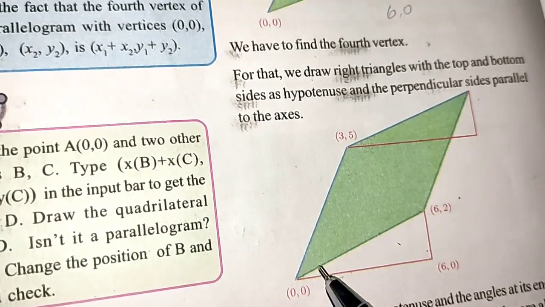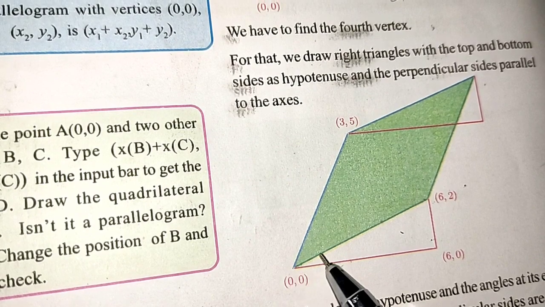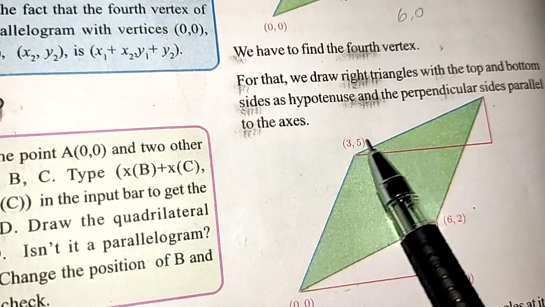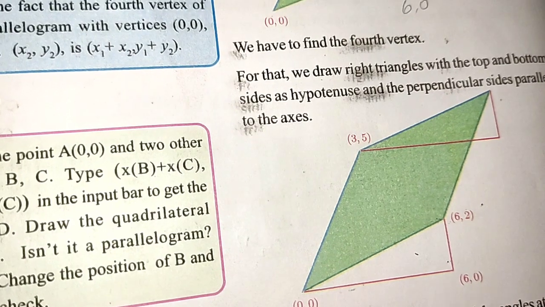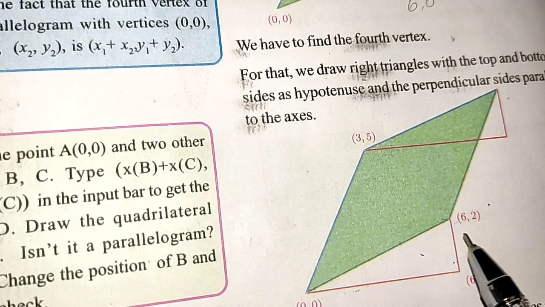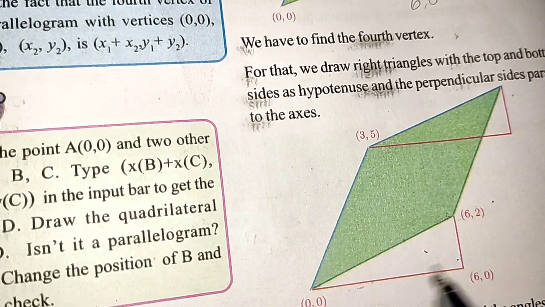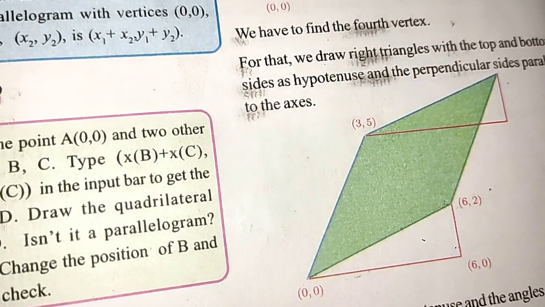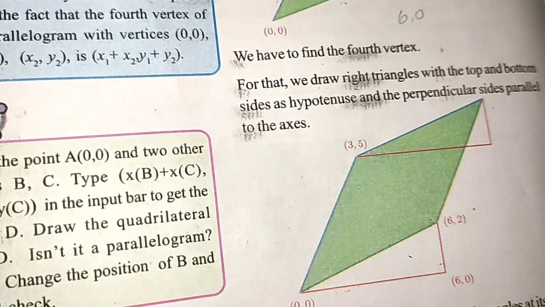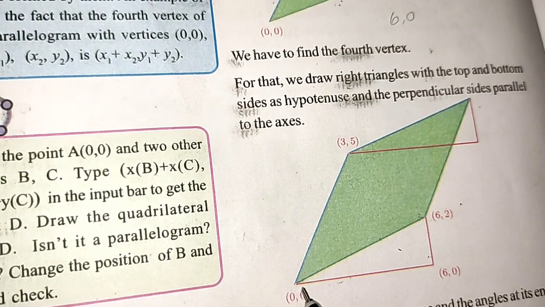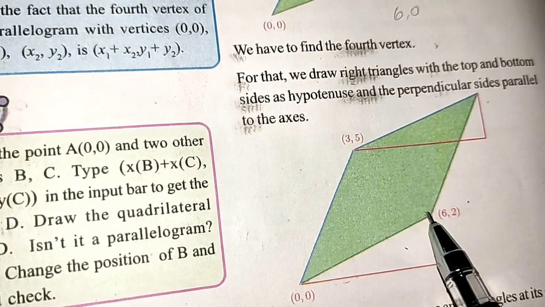And for these right triangles, what is the speciality? The opposite sides of the parallelogram are the hypotenuse of these right triangles. So draw two right triangles with the opposite sides of the parallelogram as hypotenuse. Here we have one triangle, yes, this triangle.